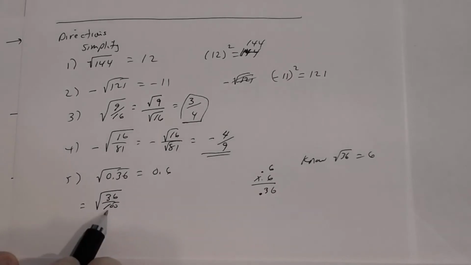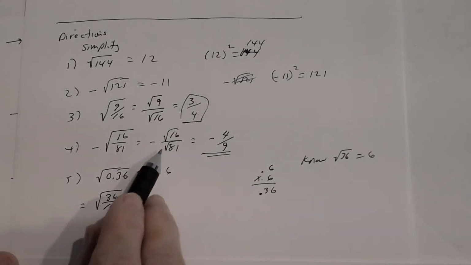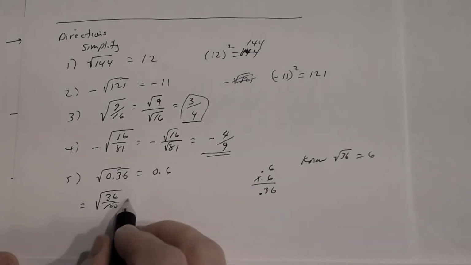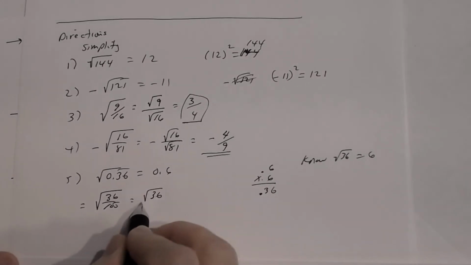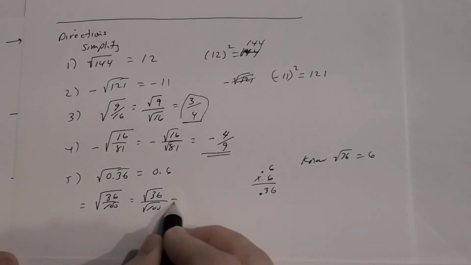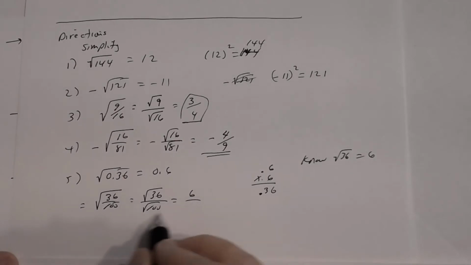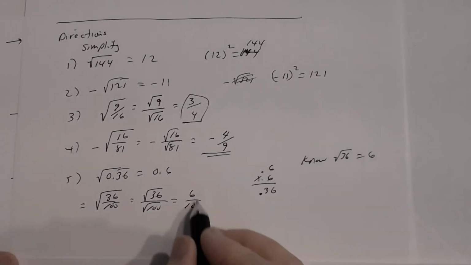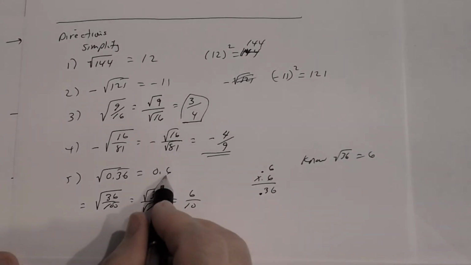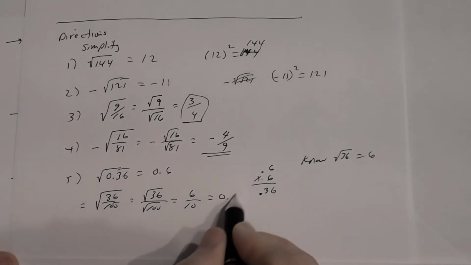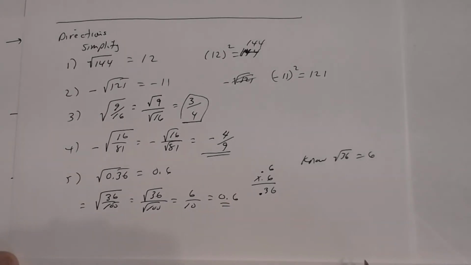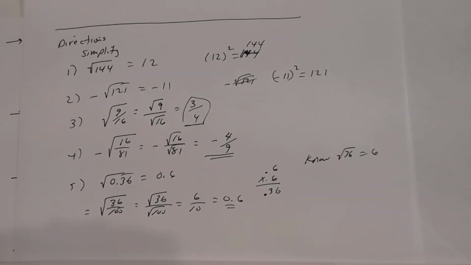And so using this idea here, when I rewrote it, I can write this as the square root of 36 divided by the square root of 100. And the square root of 36 is 6, and the square root of 100 is 10. And so you get 6/10, which is this decimal. So you get 0.6. Okay? All right, now let's look at this.